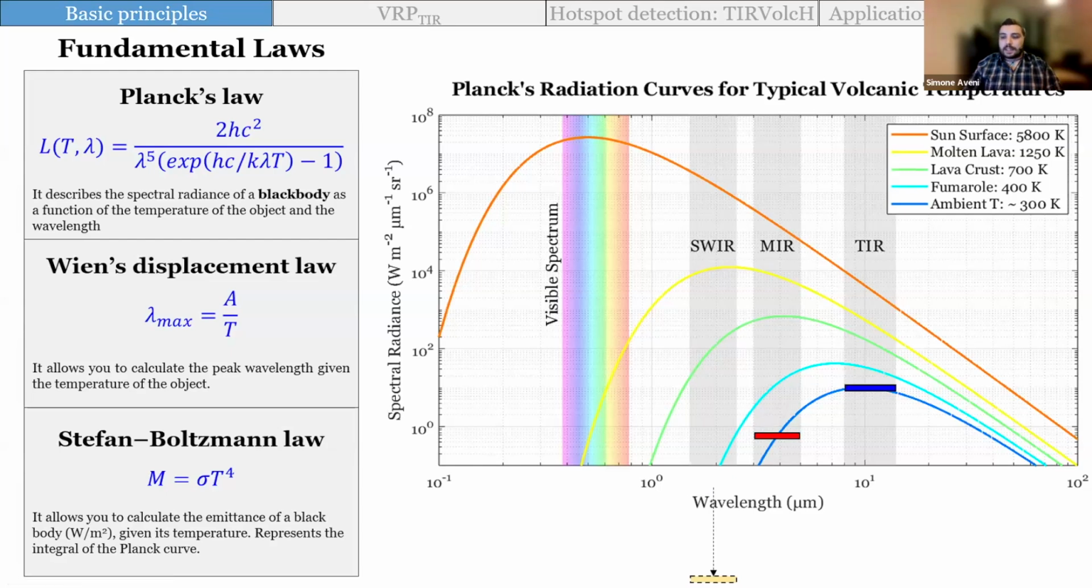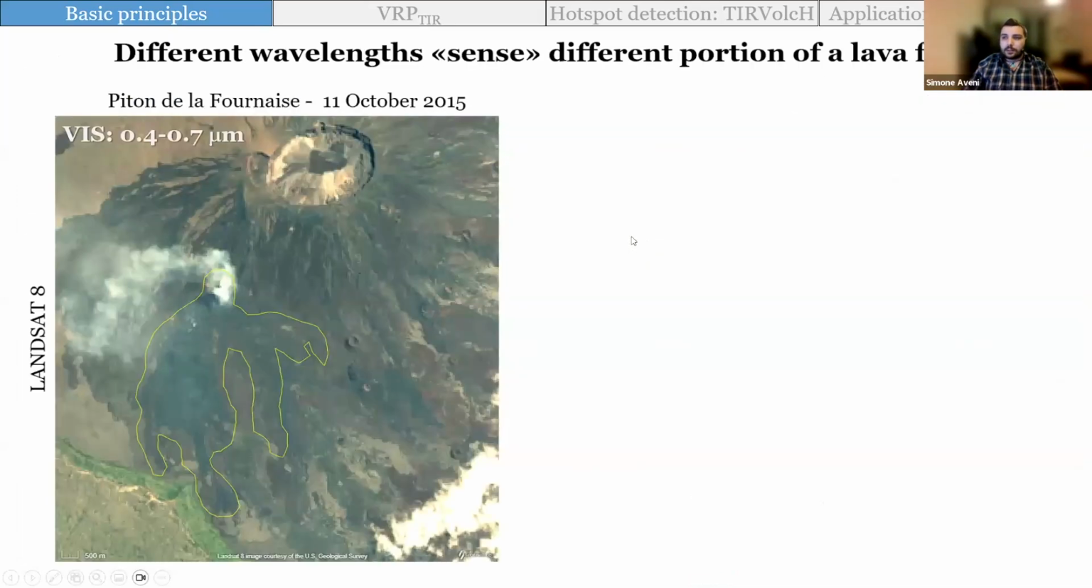So let's put this into a satellite perspective for volcanological purposes and see what that looks like. Here you can see the visible imagery. This is just an RGB composite of visible bands between 0.4 and 0.7 microns. And this is an eruption of Piton de la Fournaise in October 2015. Here you can probably barely see the emplaced lava flow. I can tell you it's still active, and it's encompassed within this yellow contour line here.